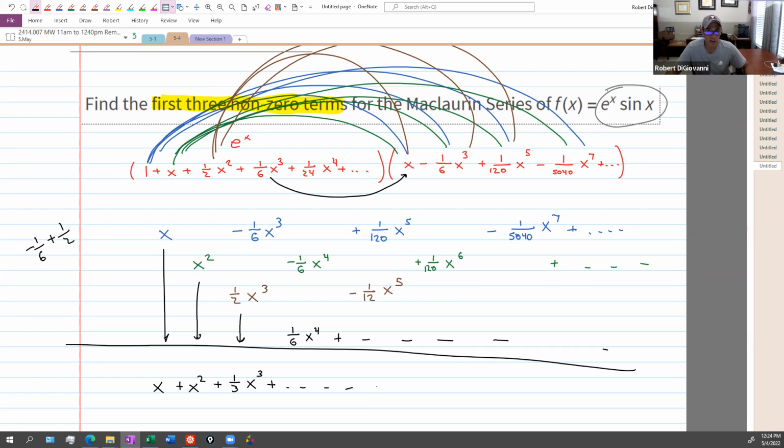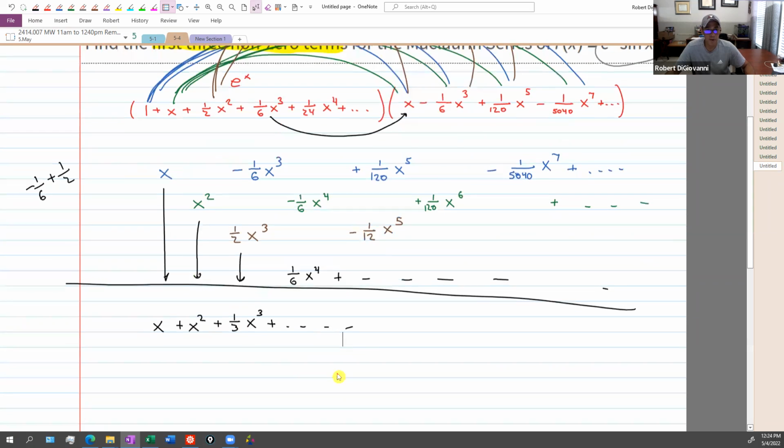What we have done here is we have multiplied 2 series together. And we've only got the first 3 terms. You can imagine that if I asked you for the first 8 terms, this would be a mess, wouldn't it? But really, mechanically, it's just distribution. That's all it is. Expansion of infinite polynomials.